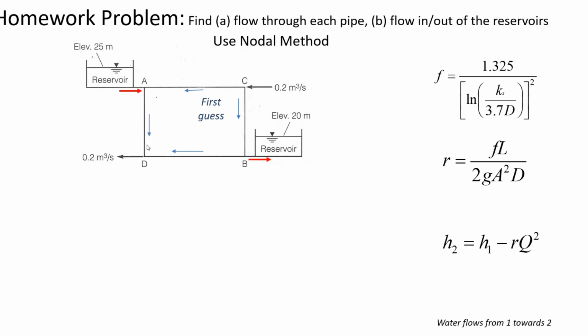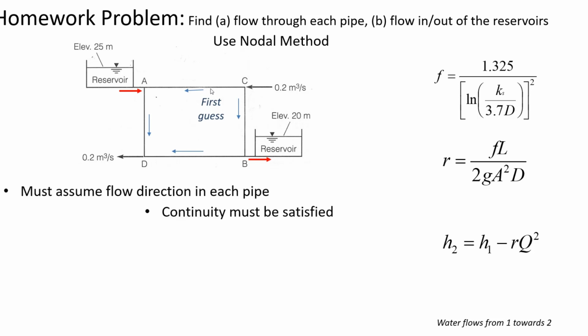We have some place for the water to go out. Same thing at junction D. There's flow in, there's flow out. At junction B, flow in, flow out. So junction C, likewise, there's flow in from that external 0.2 cubic meters per second. It looks like in this hypothetical it would be split two different directions. So we assume some flow direction, and continuity must be satisfied.